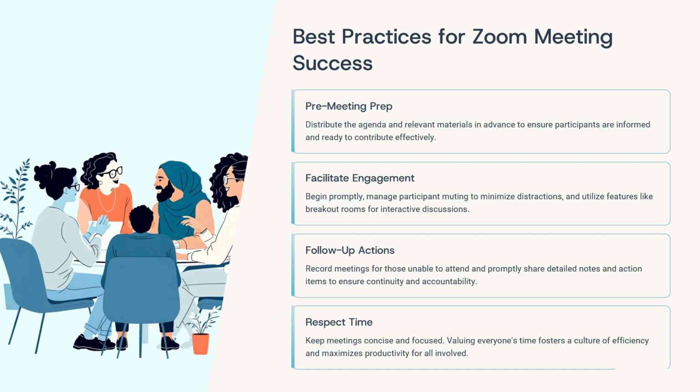So best practices for Zoom meeting success. Pre-meeting prep, and then facilitate the engagement: begin promptly, manage participant muting to minimize distraction, and utilize features like breakout rooms for interactive discussions. Follow-up actions: record meetings for those unavailable to attend, promptly share detailed notes and action items to ensure continuity and accountability. Respect time: keep meetings concise and focused, valuing everyone's time, which fosters a culture of efficiency and maximizes productivity for all involved.